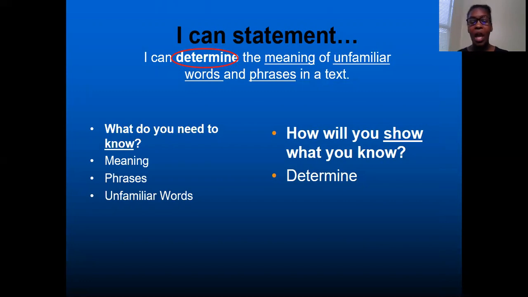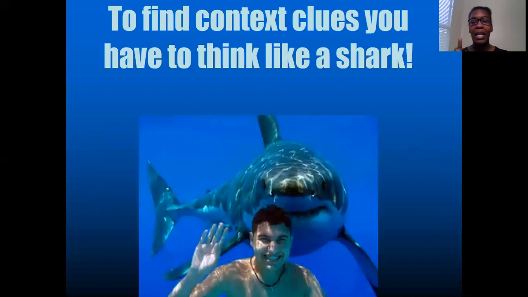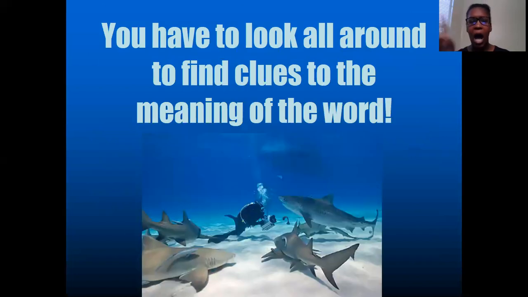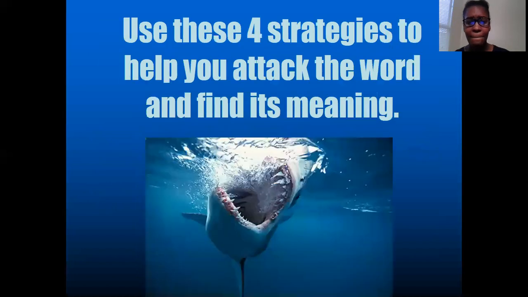Okay? The word determine is going to be your verb. That's what you're going to do. You're going to determine. And that means that you're going to find out or you're going to figure out what these unfamiliar words and phrases mean. Now, when you're trying to find the meaning of unfamiliar words, you're going to have to be like a shark when you look to find context clues. Think like a shark. You have to look all around to find clues to the meaning of the word.